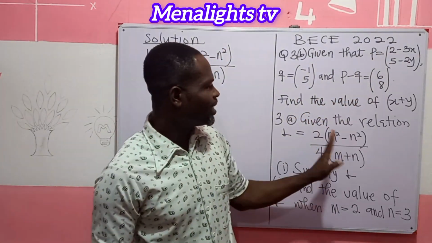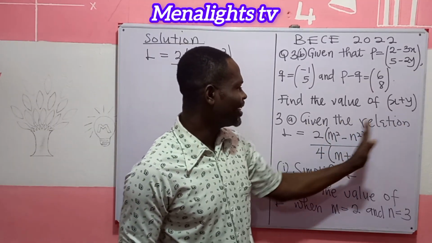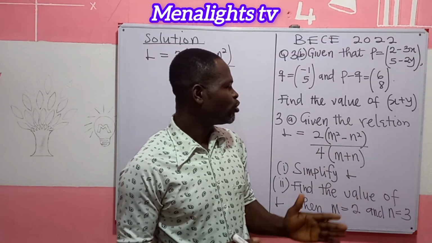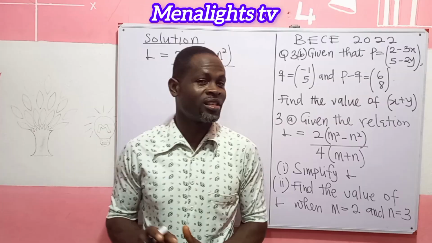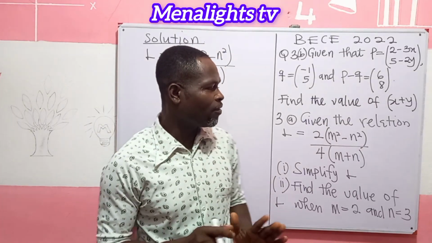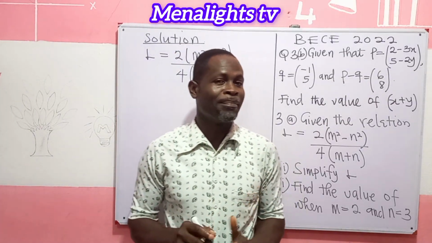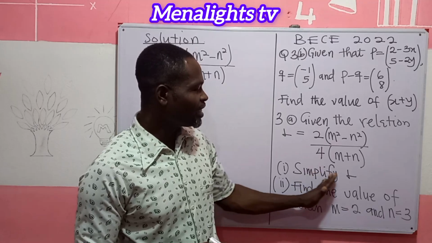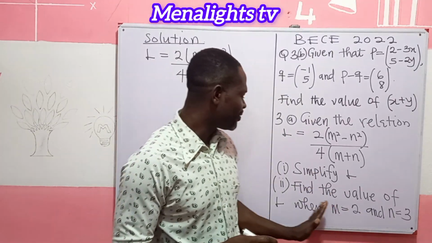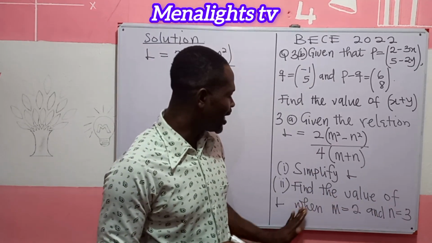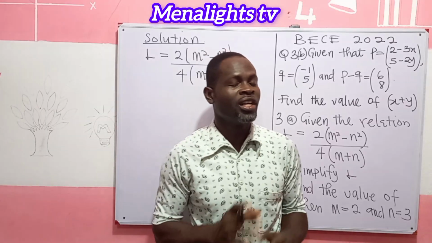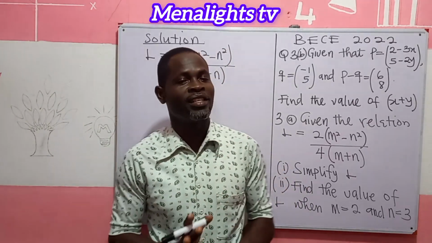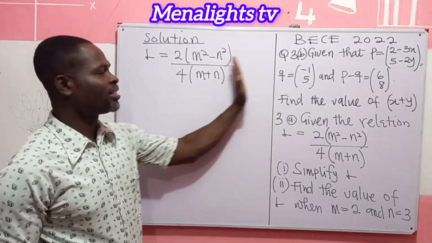So this is 3a. Given the relation L is equal to 2 into bracket m square minus n square, all over 4 into bracket m plus n. The first part says simplify L, then after that find the value of L when m is equal to 2 and n is equal to 3. This is the relation that we have.